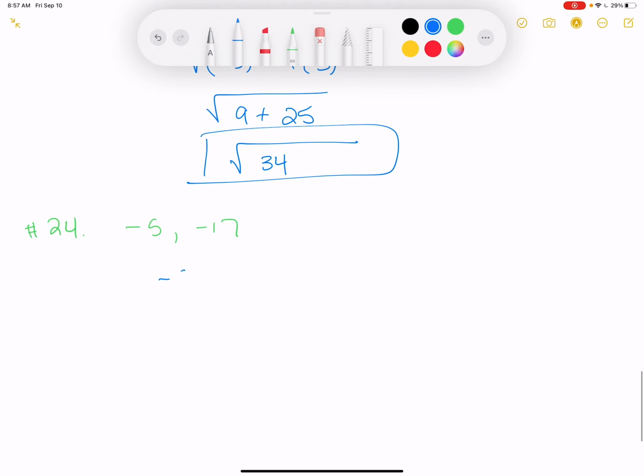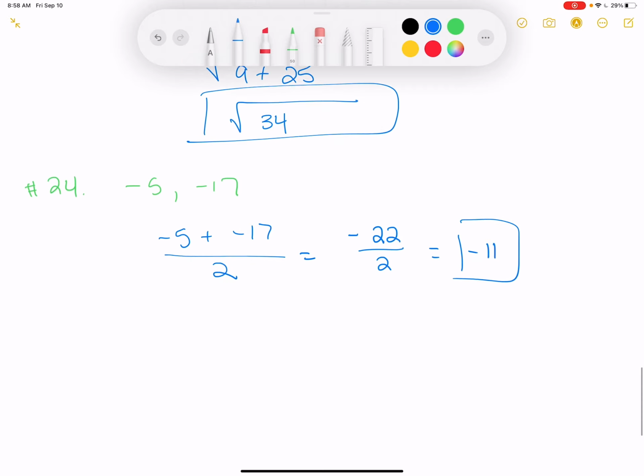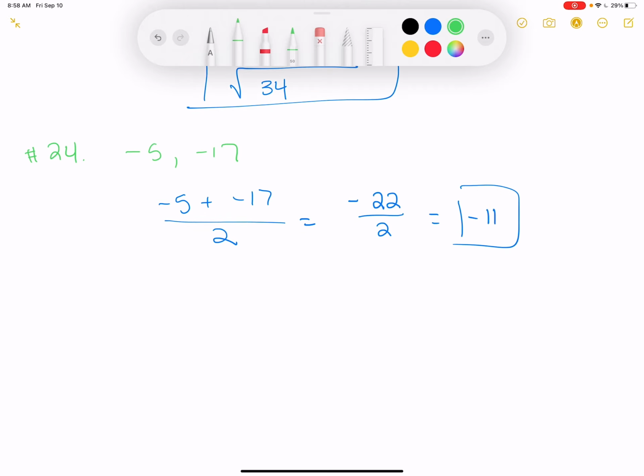So -5 plus -17 divided by 2. So that's what, -22 divided by 2, which is -11. Nice. All right, and then let's do one that's 2 points, and then we'll probably go ahead and be done for today, and y'all can just work on the problems I would assign with this.